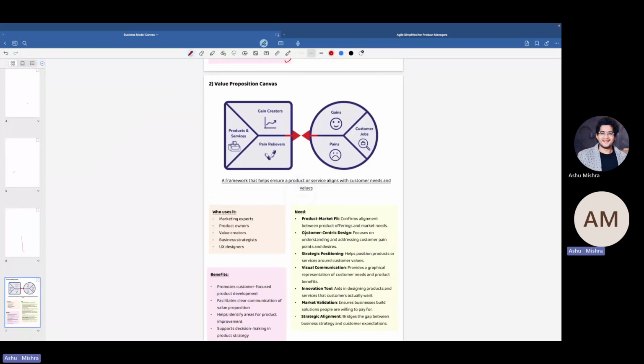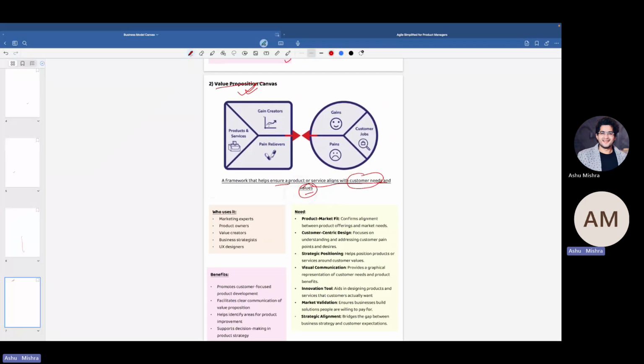The second type of canvas or framework that we have is value proposition canvas. Now, what is value proposition canvas? It helps to ensure that product or service aligns with the customer needs and values. So it is very necessary for any product manager or any business to understand its customer needs and what the values are that it is providing. And hence, value proposition canvas becomes supreme while we are analyzing or visualizing any business model, guys.